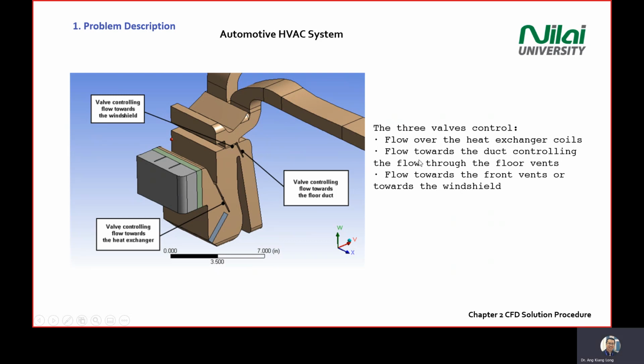The second valve will divert the air to the floor. This is the valve. It will divert the air to the floor. The third valve here will control the air going to the windshield and the front seat here. So this is the third valve.